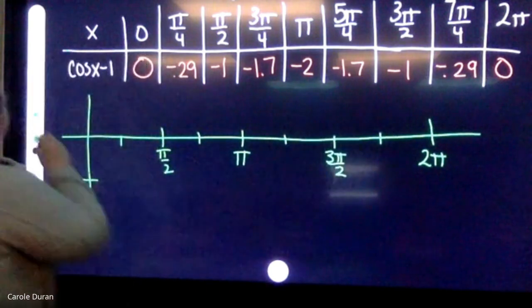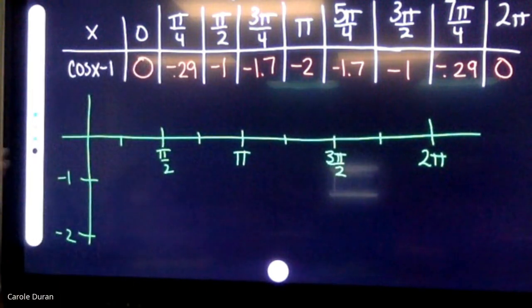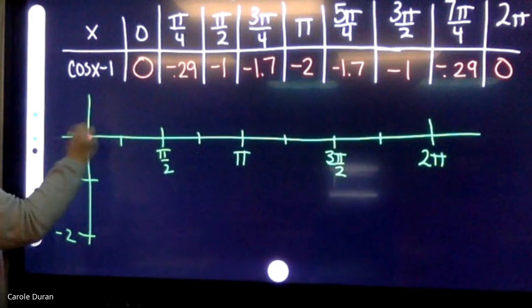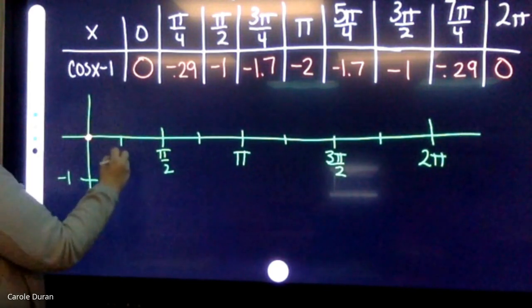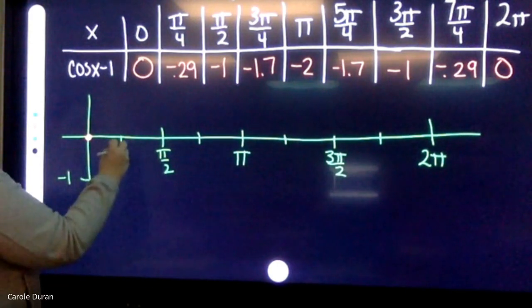Okay, so let's go ahead and plot these. When I plugged in 0, I got 0. When I plugged in pi over 4, I got negative 0.29, which is approximately a quarter of the way.